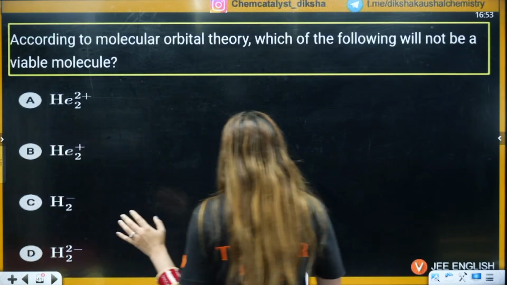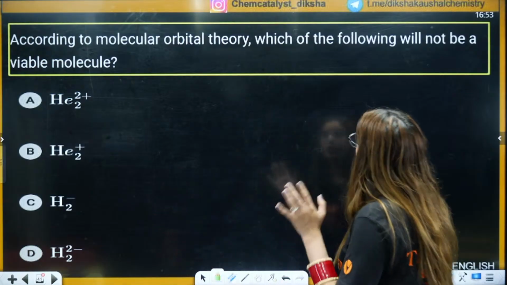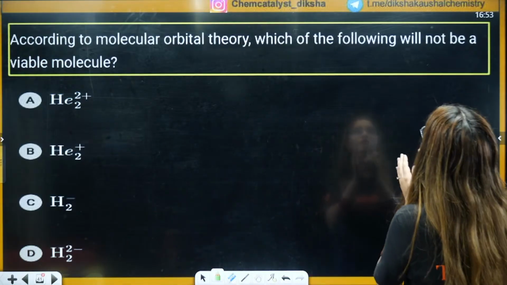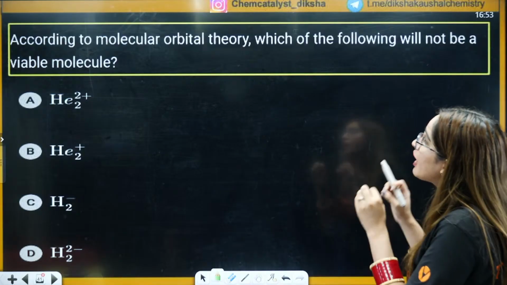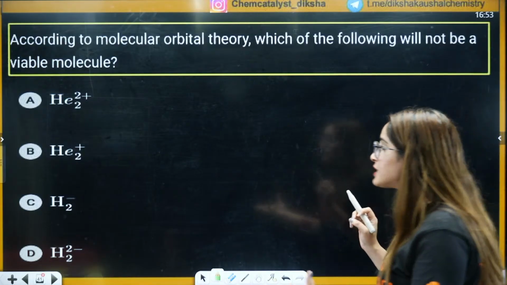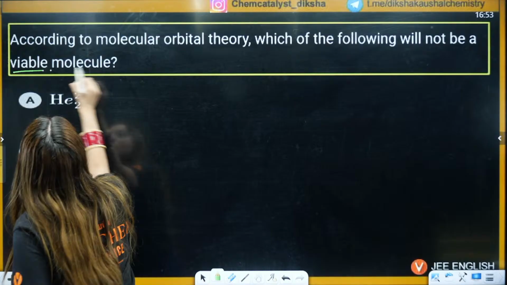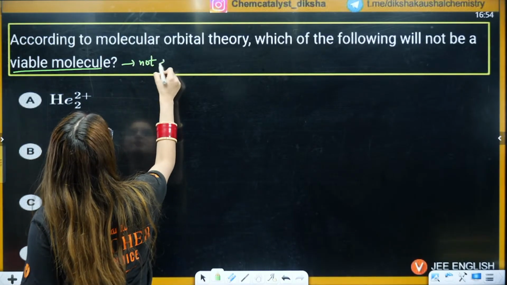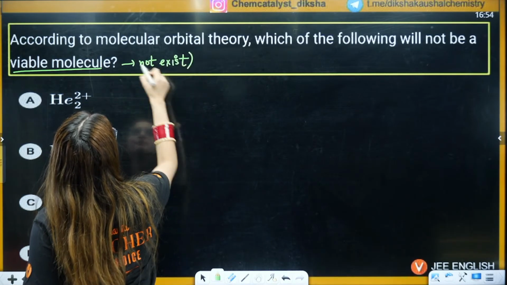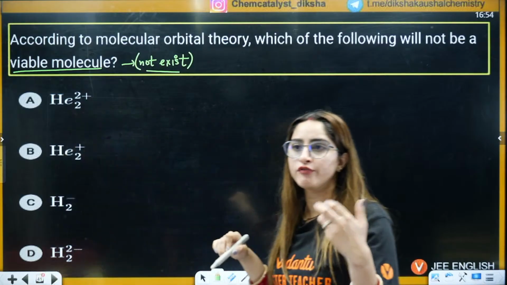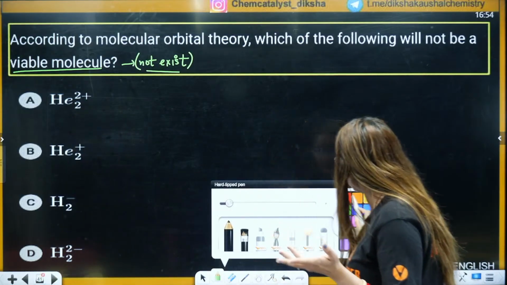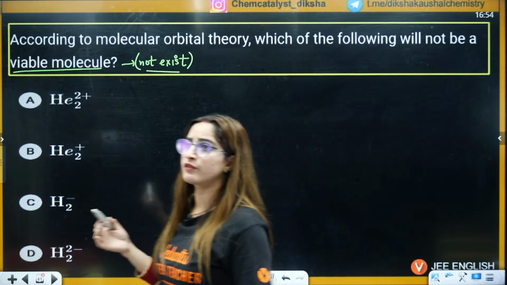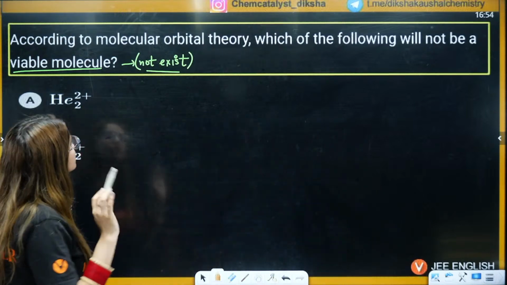According to the molecular orbital theory, which of the following will not be a viable molecule? Viable means which will exist, so you have to tell which of the following will not exist here. For that, what you will do? Very simple, right?